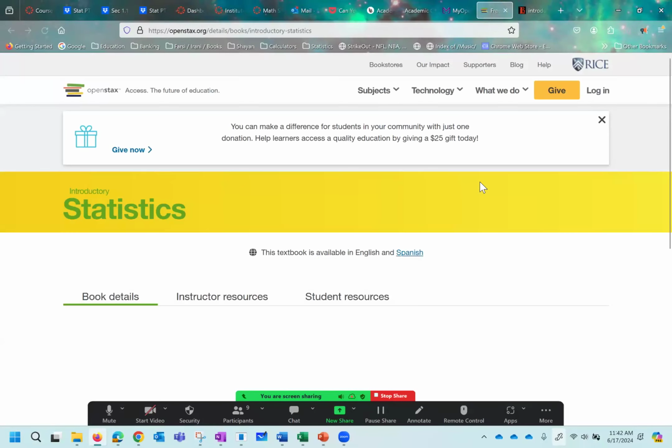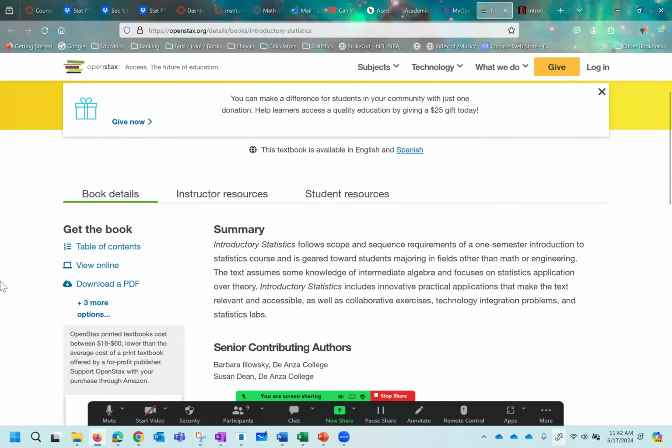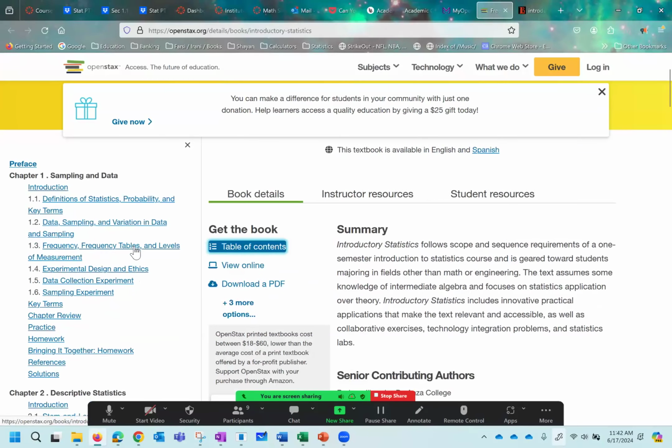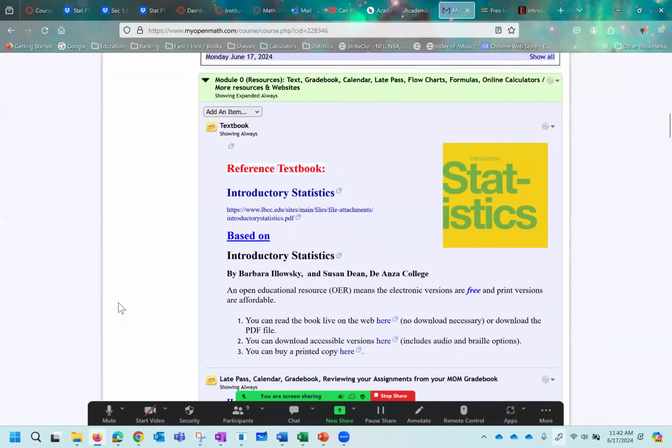Based on this one. But this one, if you find it online, it makes it easier to navigate. But they're both ultimately the same. And of course, it's free. So under module 0, we are looking at the resources.